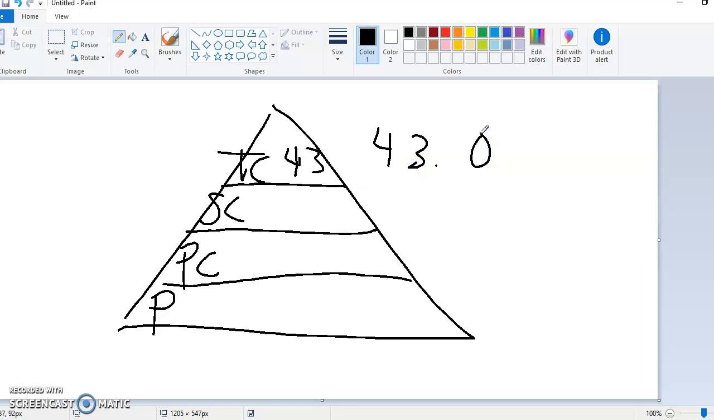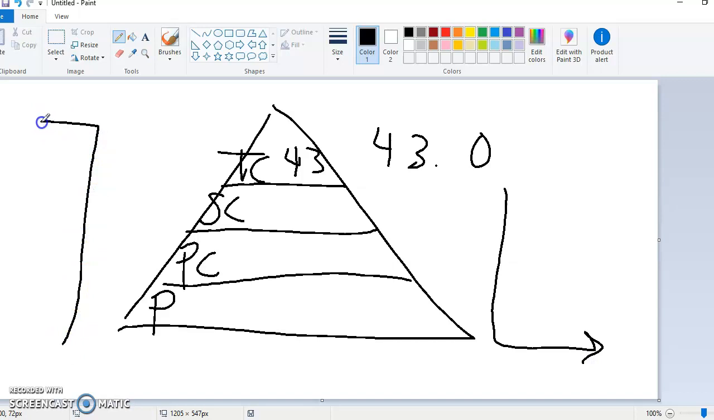Since we're going to go down the food pyramid, our decimal needs to move to the right. If we were going to go up, it would need to move to the left, but the only way we can go in this scenario is down. So let's see how many would be at the secondary consumer level. We're going to go down one level, so our decimal is going to move over to the right. So now our number is 430, okay?